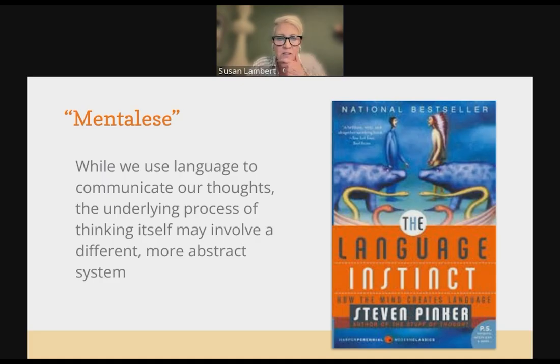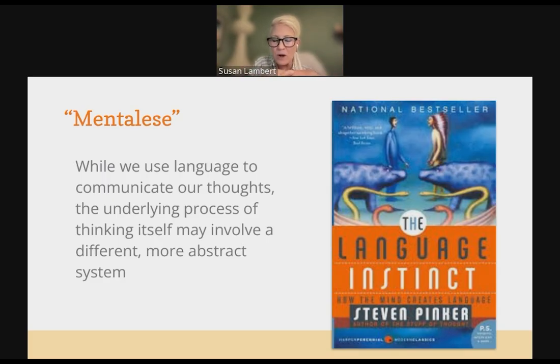But this idea of mentalese is we use language to communicate our thoughts, but the underlying process of thinking is a more abstract system. And so I see this in my dad, where he was an engineer, lots of patents with IBM. He knows a lot. He knows a lot about very specialized topics, and he used to talk about it a lot. He can't now, but I know when we ask him questions or talk with him, you can sort of see his wheels turning. Or when you talk with kindergartners or first graders, right?